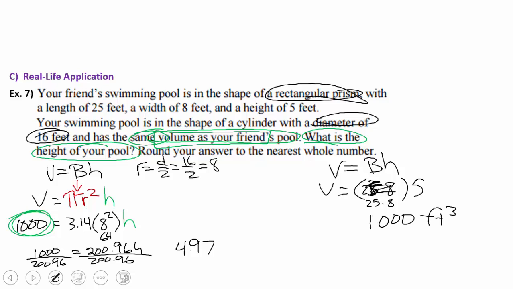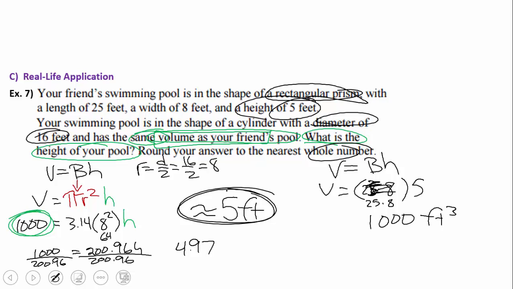4.97. Rounding to the nearest whole number, we're going to say that the height of my pool is the same actually as the height of my friend's pool. 5 feet. So 5 feet is the height of my pool. Wow, amazing how that works out after doing all that math.